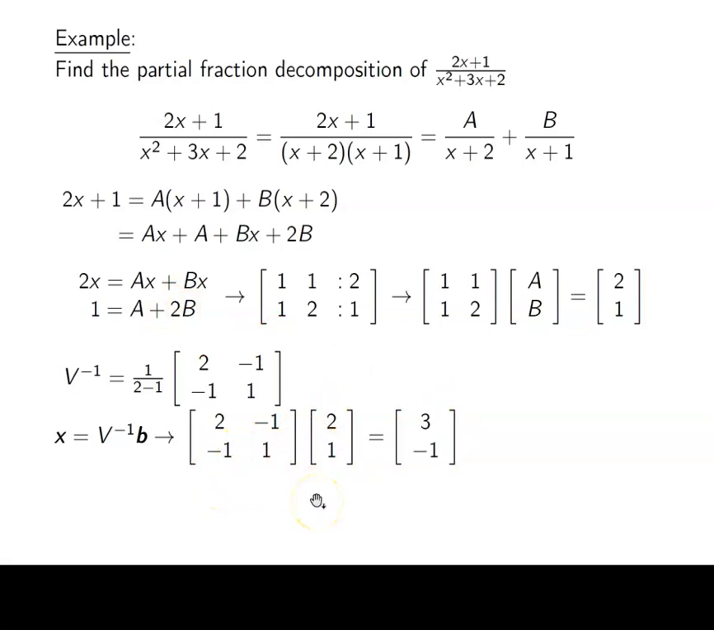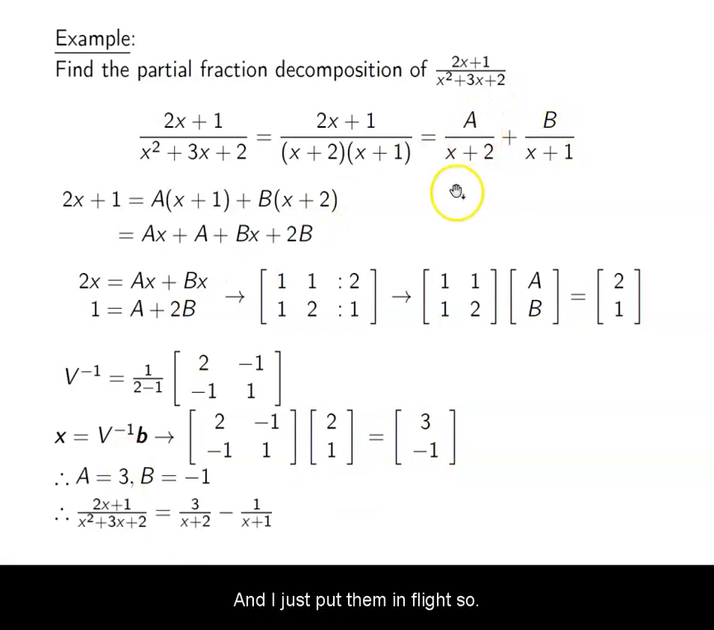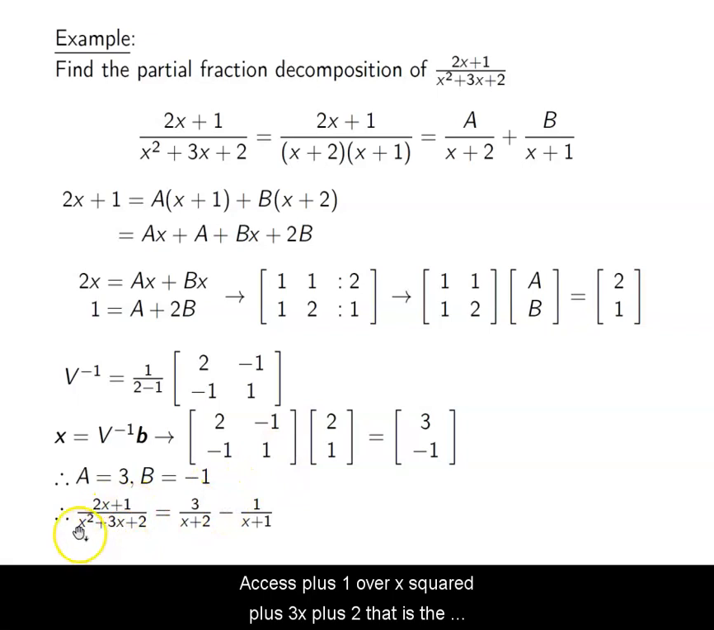So that's a negative 1. Okay, so a is 3. That's a is 3. B is negative 1. And so I come back here and I just put them in place. So I have 2x plus 1 over x squared plus 3x plus 2. That is the same as 3 over x plus 2, sorry, minus 1 over x plus 1.